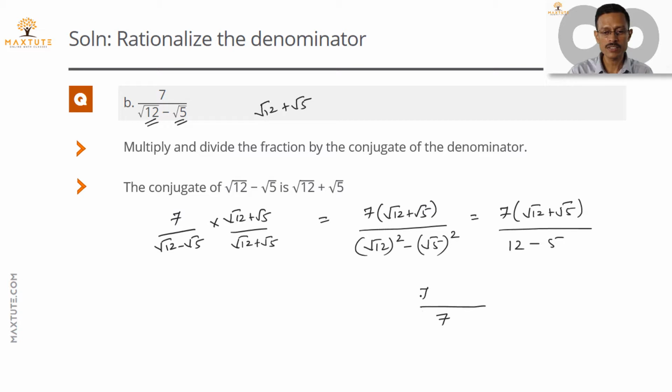The numerator is 7 times root 12 plus root 5. 7 gets cancelled with 7. So the final answer is root 12 plus root 5. Again, look at the denominator. The denominator in this case is 1. We have rationalized the denominator. 1 is a rational number.